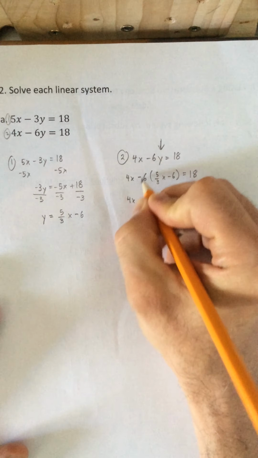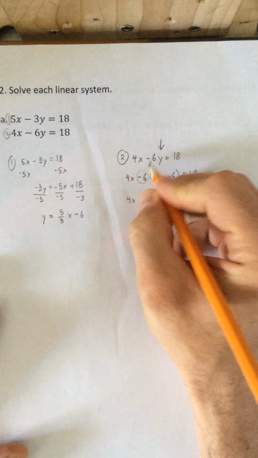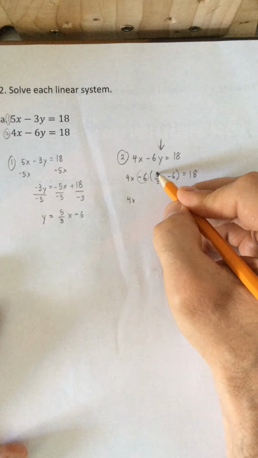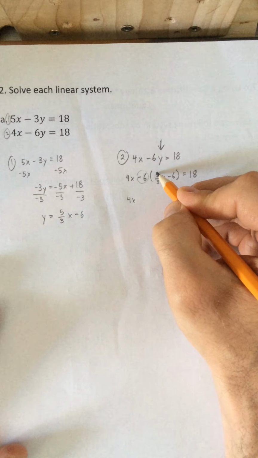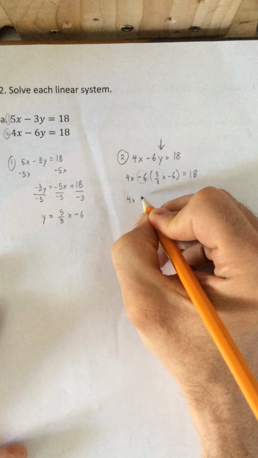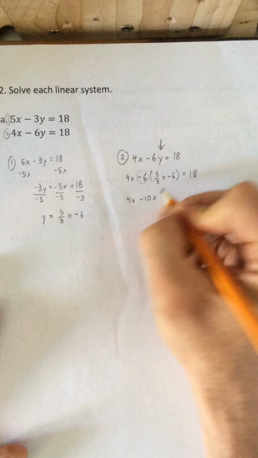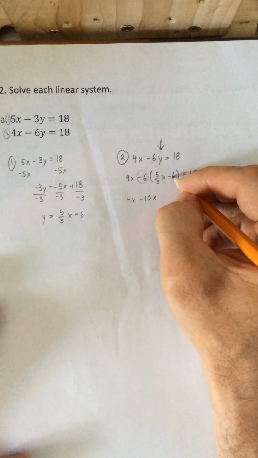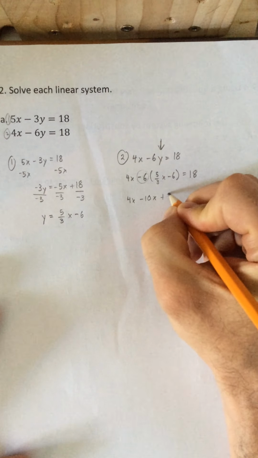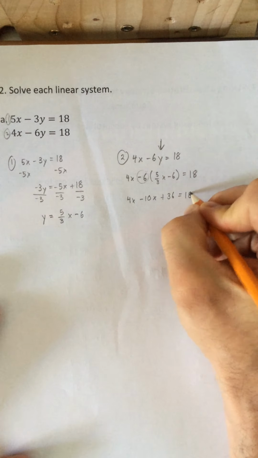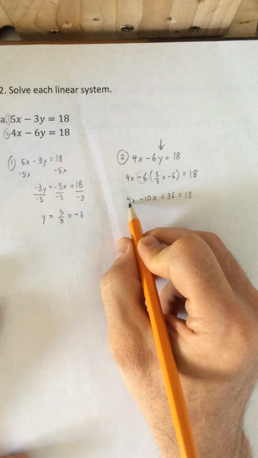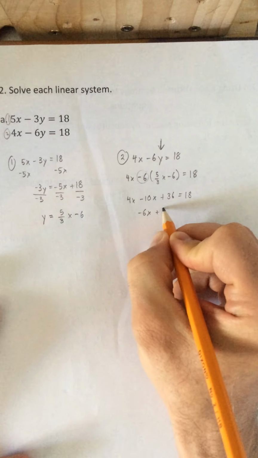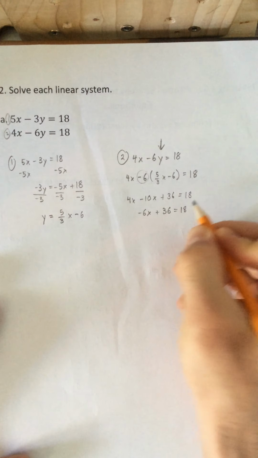So what we need to do is use the distributive property. So we have a negative 6 multiplied by 5/3. So this is negative 6 times 5, which is negative 30, divided by 3, which is negative 10x. And look, the fraction is gone. And then we have negative 6 multiplied by negative 6, which is a positive 36. And this is equal to 18. So if we combine our x values, this is negative 6x plus 36 equals 18.